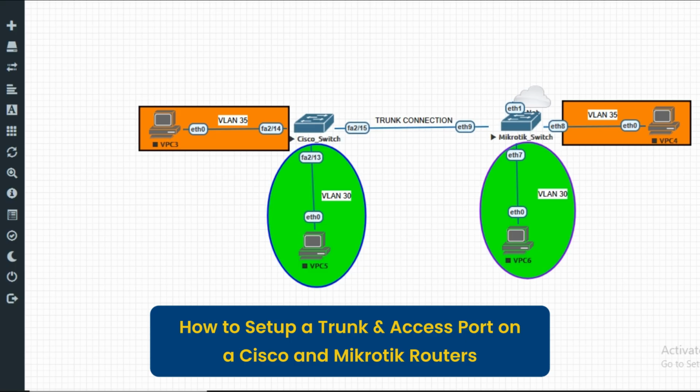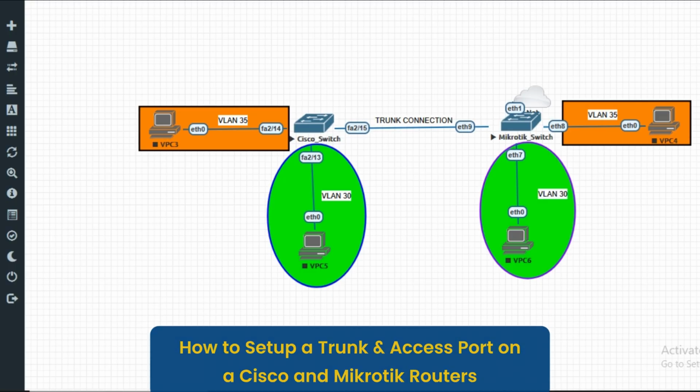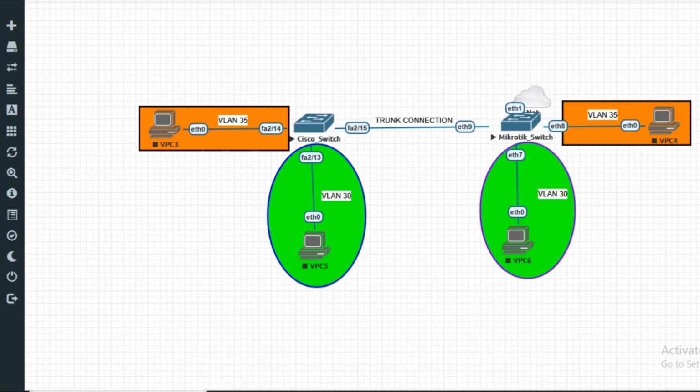Today we want to show how we can set up the trunk and access ports on both Cisco and MikroTik devices. From the topology that we have, to our right we have a MikroTik device, and to the left-hand side of the screen is a Cisco device. We are going to be attaching trunk ports and access ports to these devices individually, and we'll be testing across to verify if our configuration is correct.